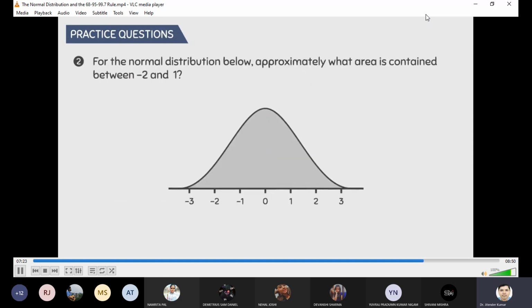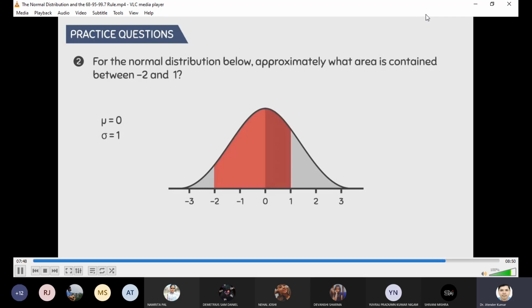Question number 2. For the normal distribution below, approximately what area is contained between -2 and 1? In this example, we know that we have a mu of 0 because 0 is in the center of the distribution, and we know that we have a sigma of 1 because each interval goes up by 1. To approximate the area between -2 and 1, we will use the 68-95-99.7 rule.